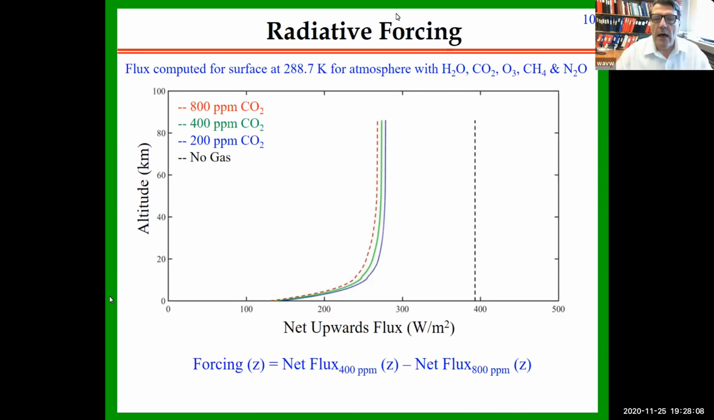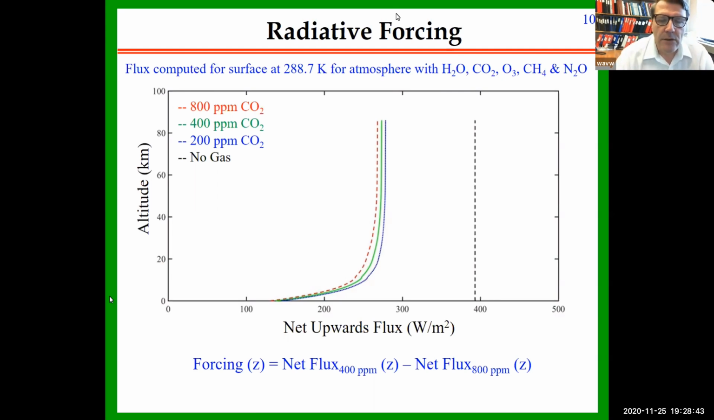So as you go to higher altitude, the net heat going up increases. The green curve corresponds to 400 parts per million CO2, our present atmosphere, our atmosphere also having the water vapor, ozone, methane, and N2O. That dashed black curve would be the heat flux if you did not have any greenhouse gases. So as you would expect, it's just a constant straight line.